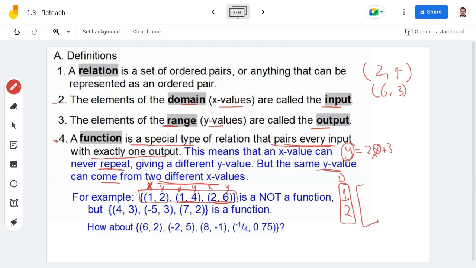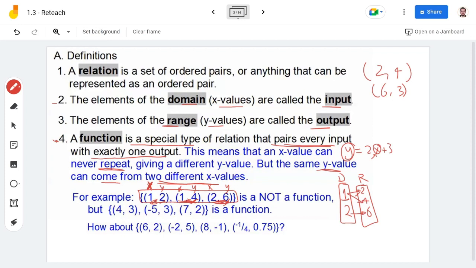Now let's do the range. As you can see, we have two, four, six. All of these are the range. Now let's connect between them. Number one is related to the number two. Number one here again is related to the number four. Number two is related to the number six. So as you can see, we have the domain and the range.